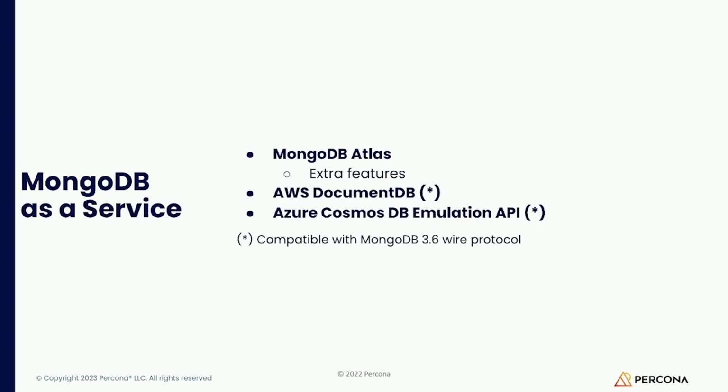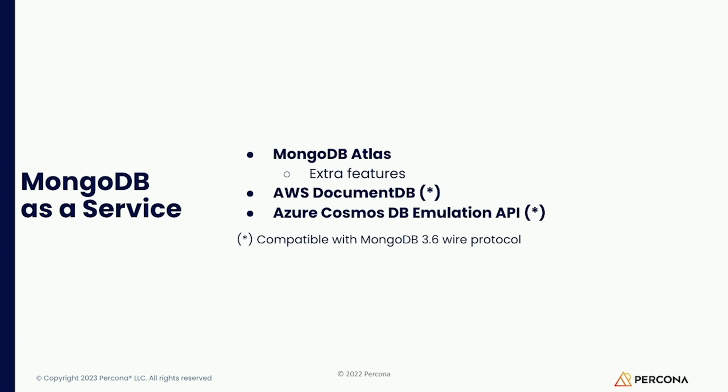There's also the possibility to have MongoDB as a service. The most commonly known is Atlas, which is the MongoDB offering. It has some extra features like integrated full-text search. Also, you have online data archive, which means you can move some of the older data to an S3 bucket, for example. And also a feature called Atlas Data Lake that is for analytics use cases.